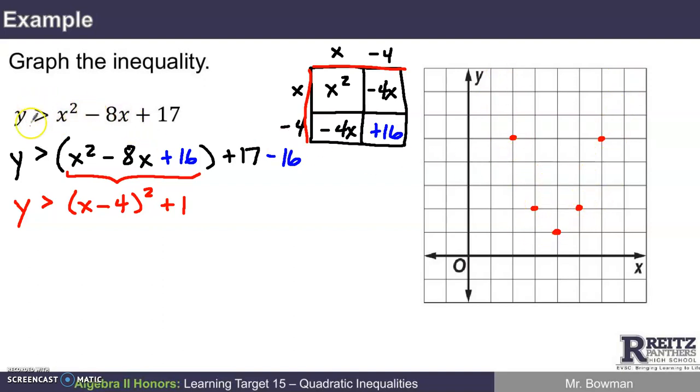So I want to now look at the inequality sign. This is strictly greater than. So instead of making a solid boundary line, I need to make a dotted boundary line. We're just going to make it a dotted quadratic graph line, best we can. Something like that.